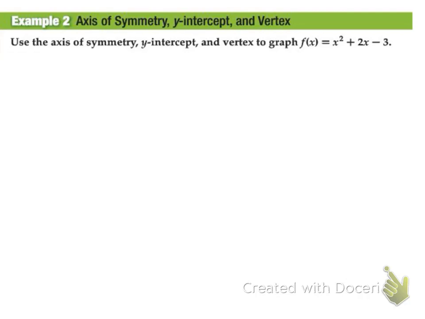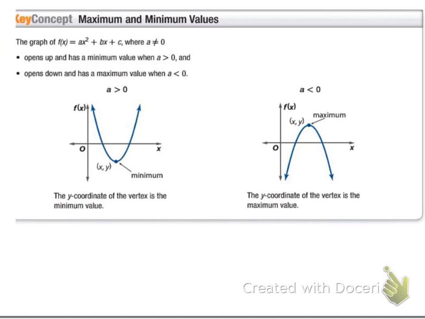It's opposite of what you think, because minimum you would think would be the bottom. And look at this: maximum and minimum. It's a box. So it puts together, if a is larger than 0, it opens up, therefore it has a minimum. If a is less than 0, it opens down. It's a maximum.